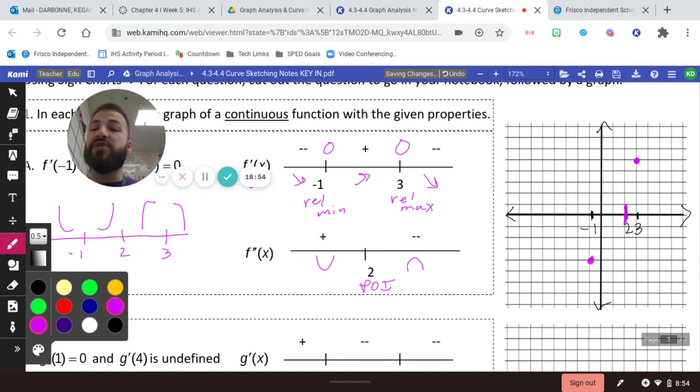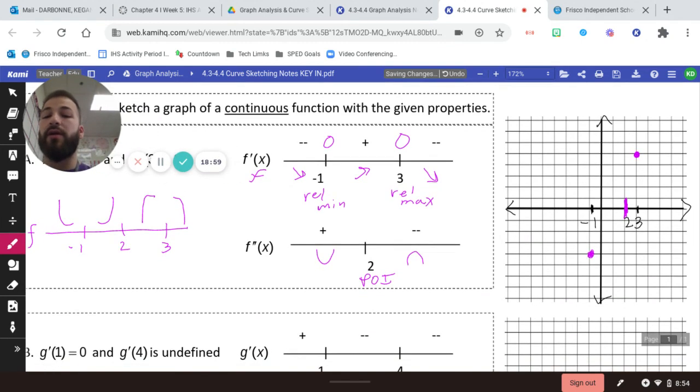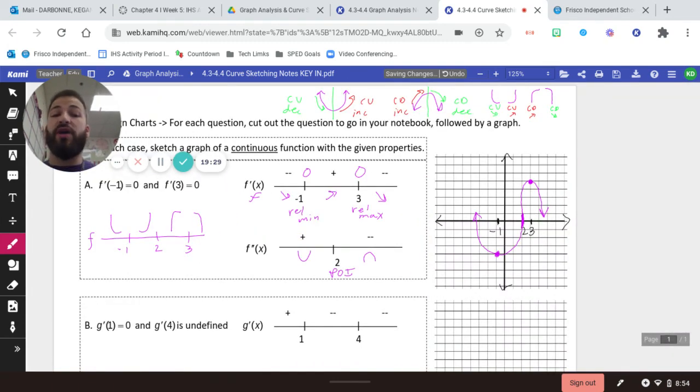Then I'm just going to follow my information over here. Remember, my sign chart tells me my shape. So I'm going to follow my sign chart. I'm starting with this concave up, decreasing. Then at -1, I switch from that to concave up, increasing. At 2, I should switch concavities. Then I go concave down, increasing. And then at 3, I start decreasing, but still concave down. All right, and that is a very rough sketch of what our curve should look like.